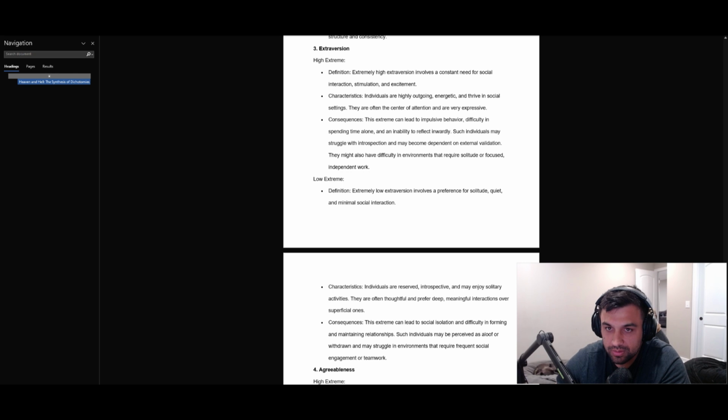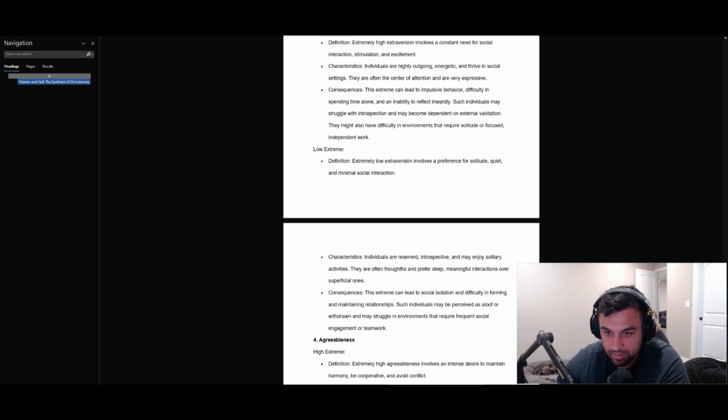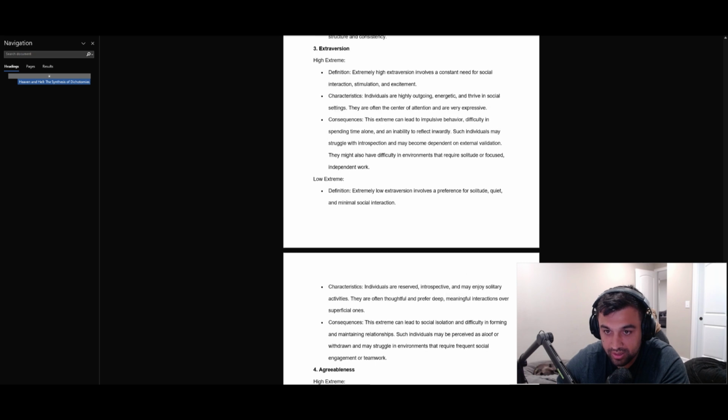So extremely low extroversion involves solitude, quiet, and minimal social interaction. Again, that's also why females are likely higher in extroversion, because they're more right hemispheric.